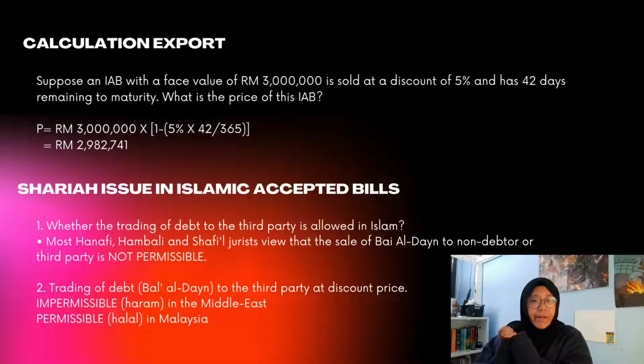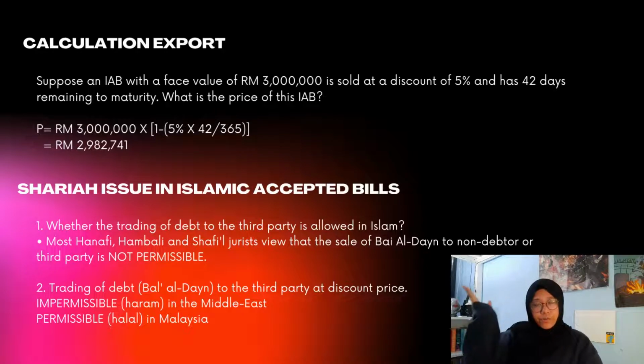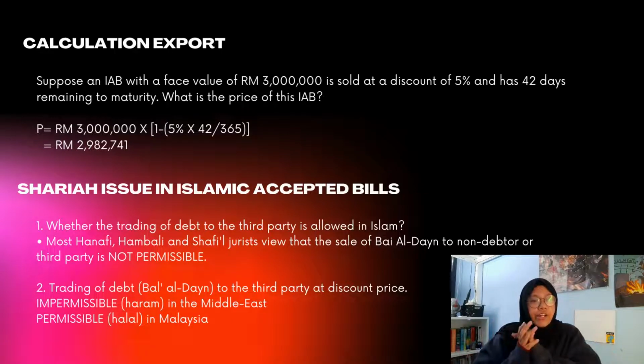We're going to talk about the export calculation. Suppose an ABI with a face value of 3 million ringgit is sold at a discount of 5% and has 42 days remaining to maturity. What is the price of this ABI? As shown with the formula, it will come out to 2,982,741 ringgit.